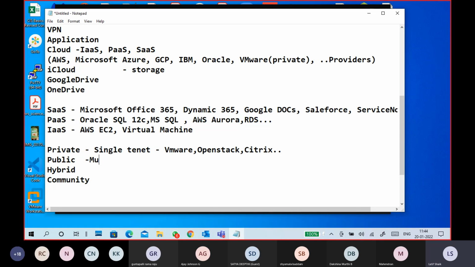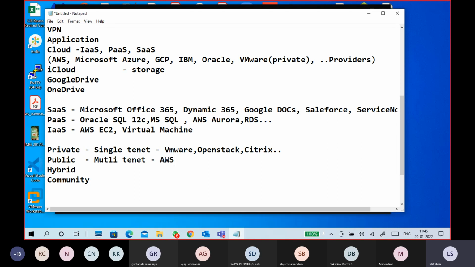The public cloud is a multi-tenant type. What is multi-tenant? Multiple tenants are there. I build an apartment and give rent for different things, shops and office spaces. Different types of people stay in the apartment, in different blocks. So I am not a single owner; it is a multi-tenant type.